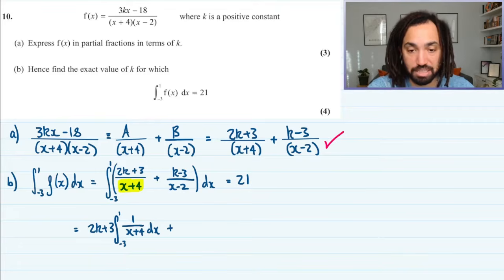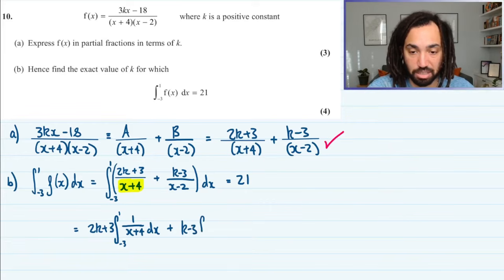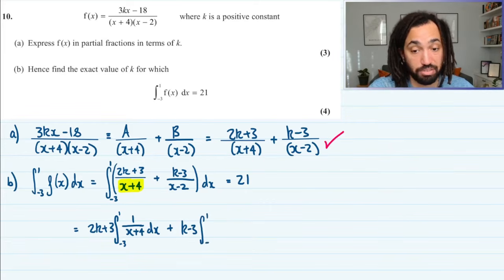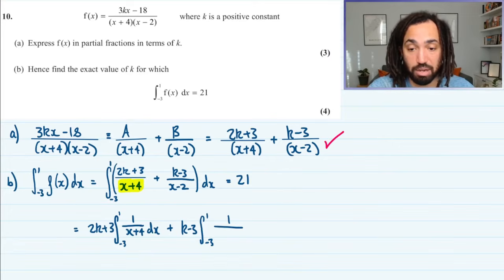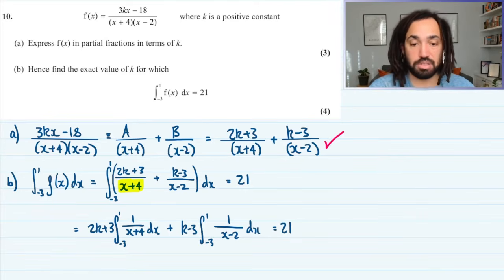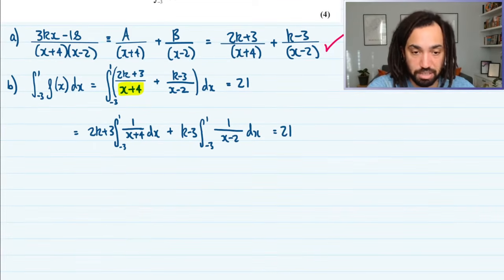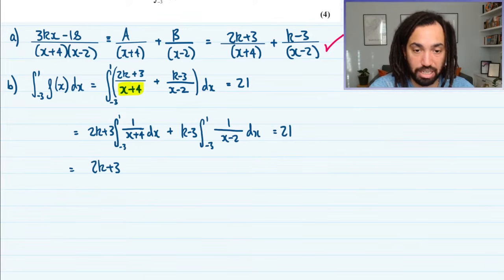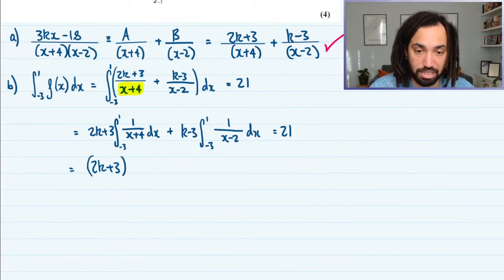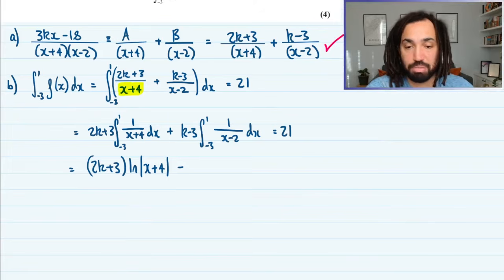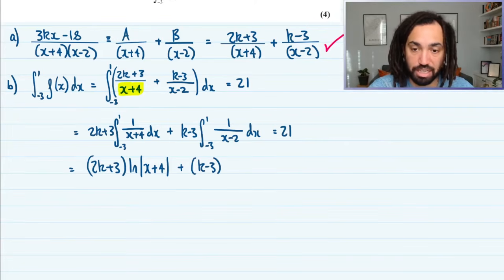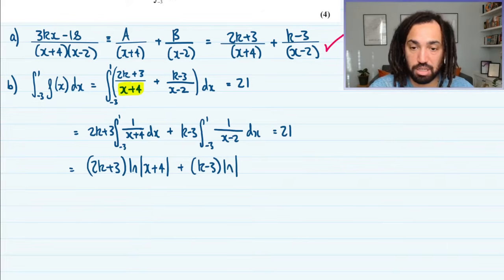And then again, for this next one, it's exactly the same. I want the numerator to be 1. So if I just take out a factor of this, which is a constant, and you're allowed to do it, but only if it's a constant, then we'll get 1 on the top and x minus 2. Okay, fine. This means that we're going to get 2k plus 3, let's put that in brackets, ln of x plus 4. And then plus k minus 3 ln of x minus 2.